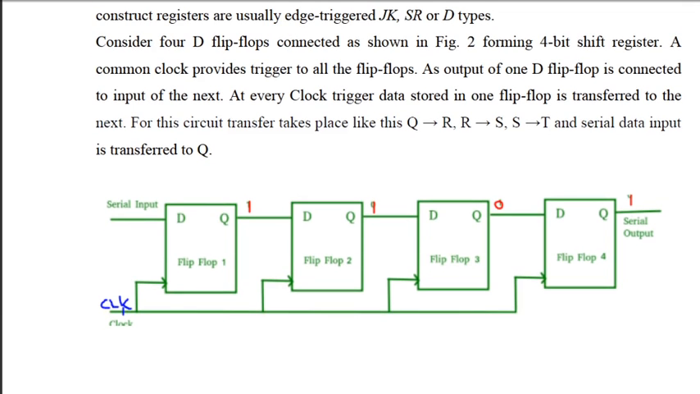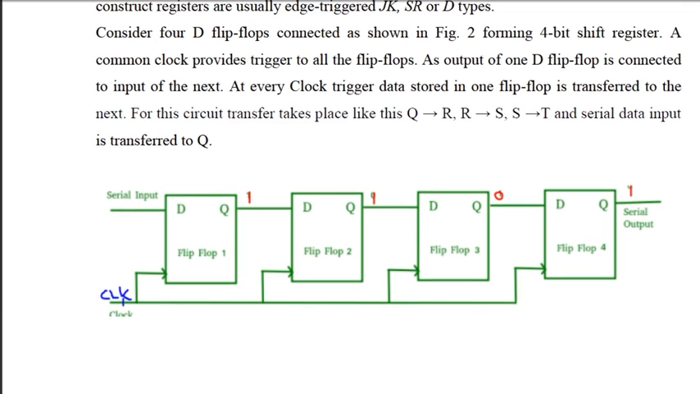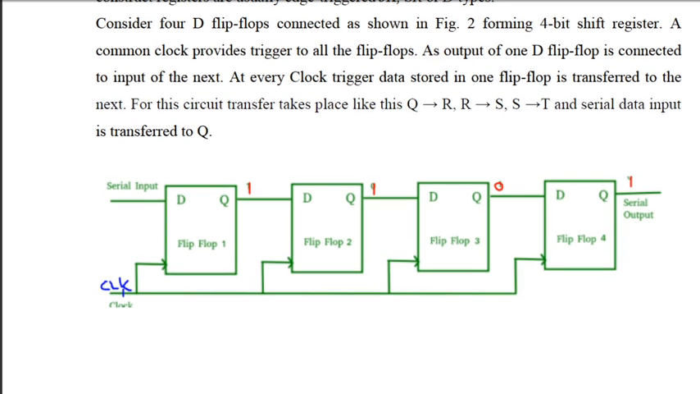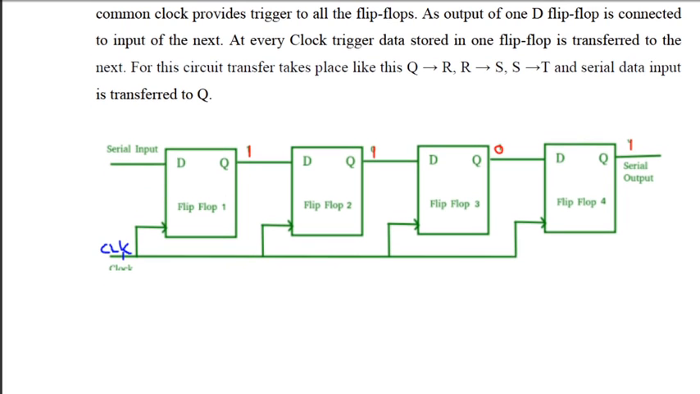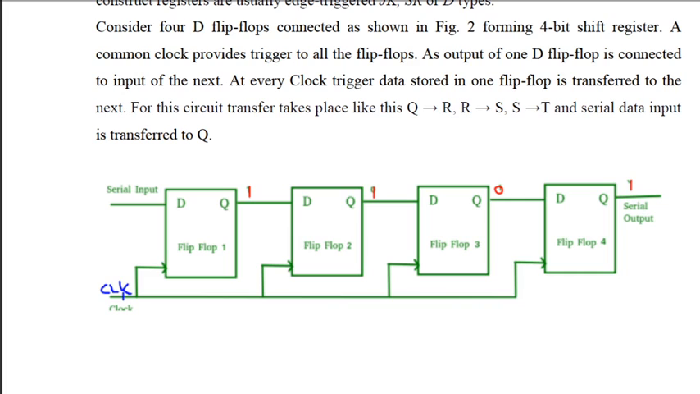The D flip-flops have only one input, so the other inputs are tied together, and they are controlled by a single clock. The same clock is applied to all four flip-flops. The transfer takes place from the serial input. Here we give the input, and that generates an output corresponding to the first flip-flop, which is connected to the input of the second flip-flop, and so on.